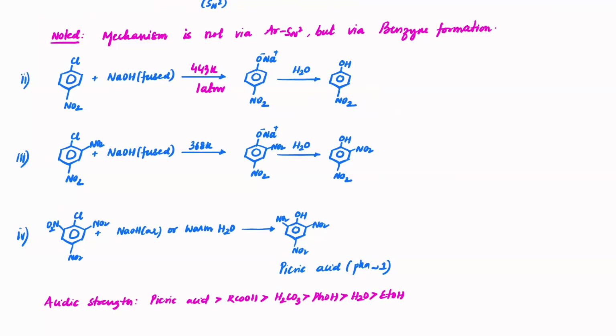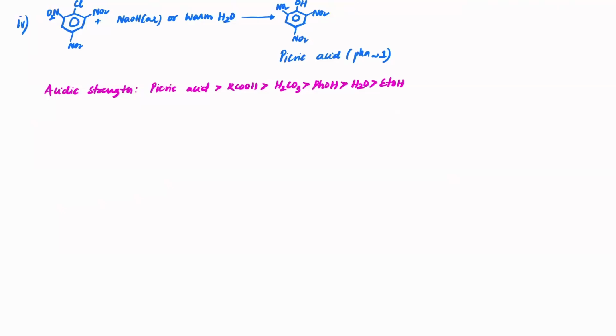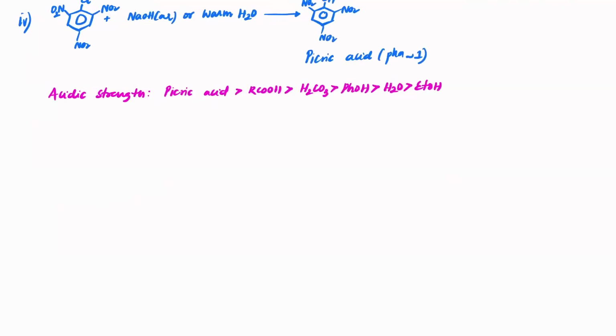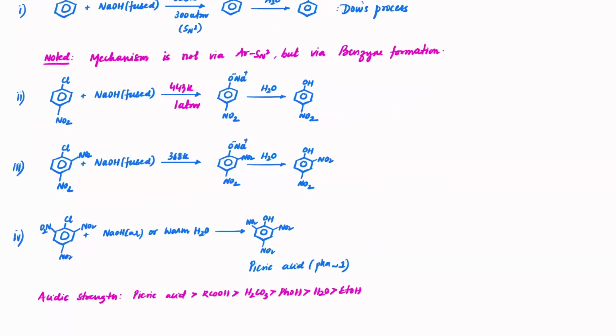Got it? Now, what was the evidence to figure out that there is a Meisenheimer complex actually forming? So let's see. By the way, in all of these reactions, the type of the reaction is ArSN2 only. So let me just mark it like this. All of this is ArSN2 mechanism.